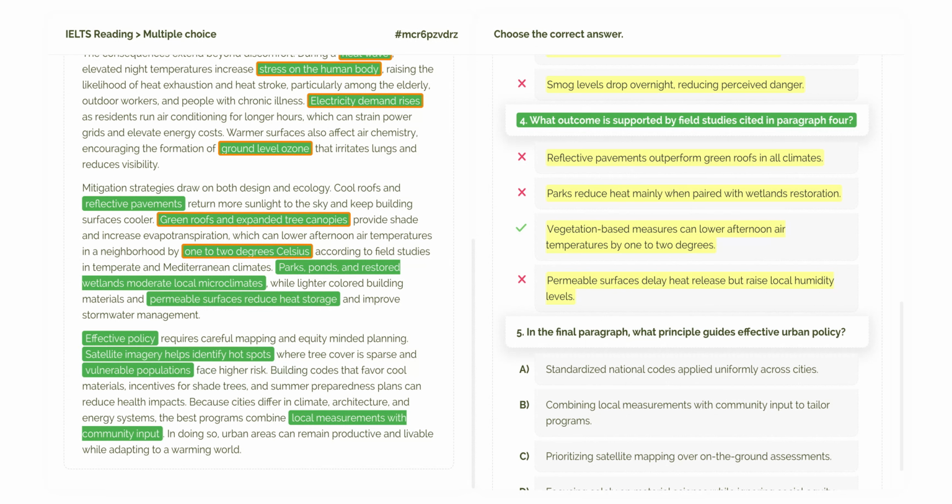Based on a close reading of the fourth paragraph, option C is the only statement directly supported by the evidence from the field studies mentioned in the text. C.